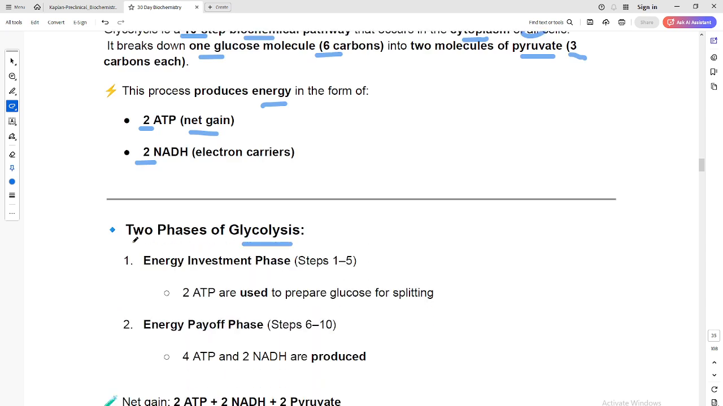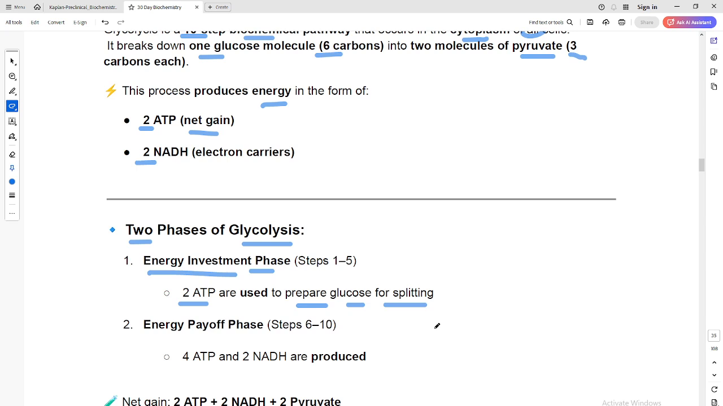Glycolysis is divided into 2 phases. Number 1 is the energy investment phase. It is from step 1 to 5. We use 2 ATP, we invest 2 ATP to activate the glucose. Okay, so we use it to prepare glucose for splitting. Okay, this is what I mean by activation.